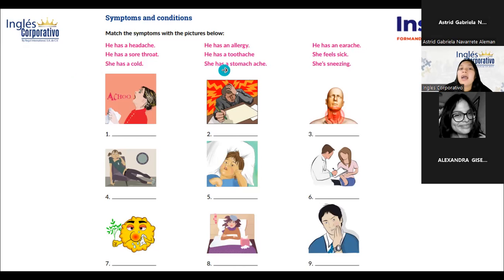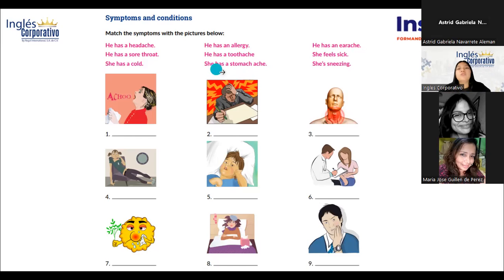She has a stomachache. Tiene un dolor de estómago. Okay. But in this case, algo bien importante desde ahorita, this one no es stomach. Siempre va a ser stomach, con el K. Entonces vamos a decir, she has a stomachache. Excellent. No stomach. Para decir estómago, vamos a decir stomach. Con K. Siempre. Toda la vida.